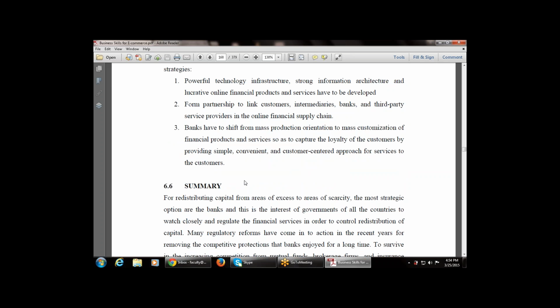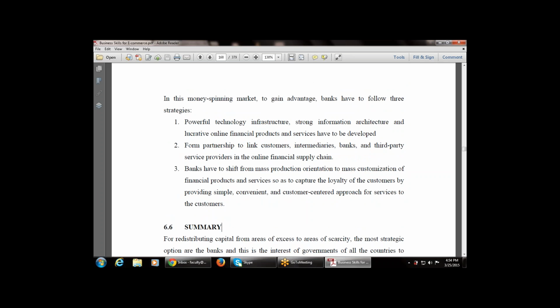Then this is the summary. We have wound up the chapter, because the last topic that we covered in today's class was the management issues in online banking. Now the next is the summary, that is, a summary of what we have covered in this chapter. Which chapter? The e-commerce and banking industry.